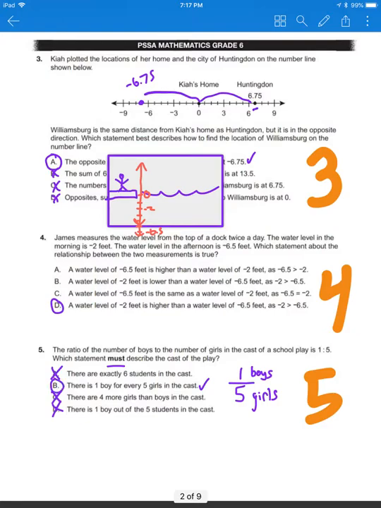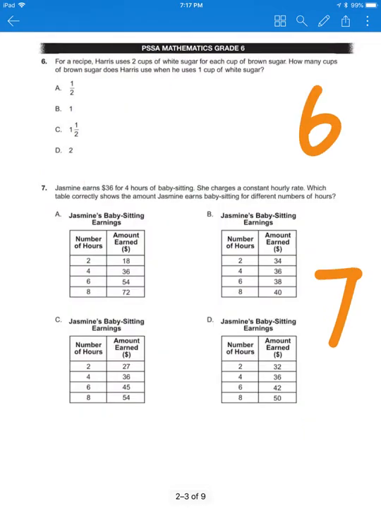There's 1 boy for every 5 girls. Because if the ratio is 1 to 5, that's the same as 2 to 10, or 3 to 15. So there could be 3 boys, 15 girls, 2 boys, 10 girls, 1 boy, 5 girls. We don't know. But we do know that for every 1 boy, there are 5 girls in the cast. So B is true. Okay, next page.